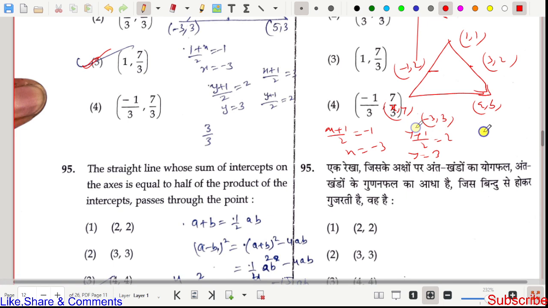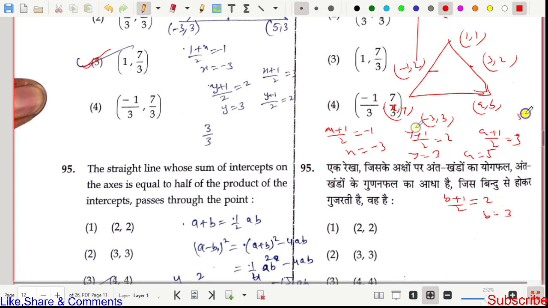Similarly we can find the other point. (a+1)/2 = 3, so a = 5, and (b+1)/2 = 2, so b = 3. So this point is (5, 3).